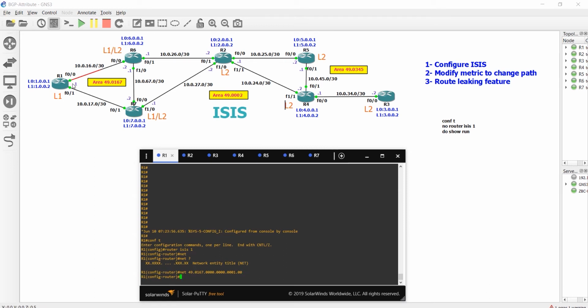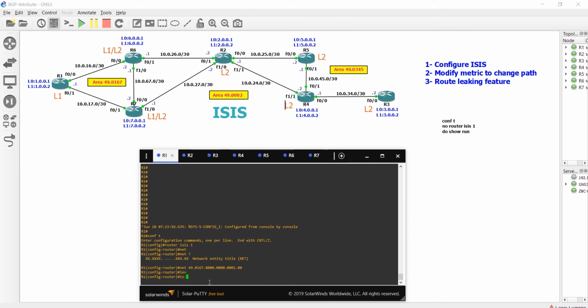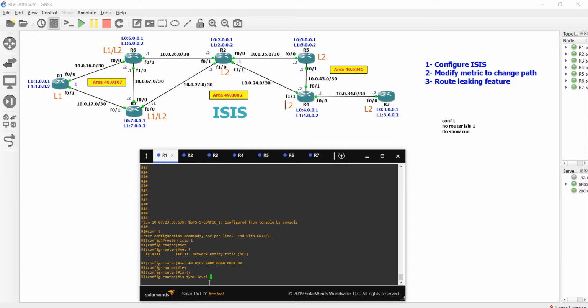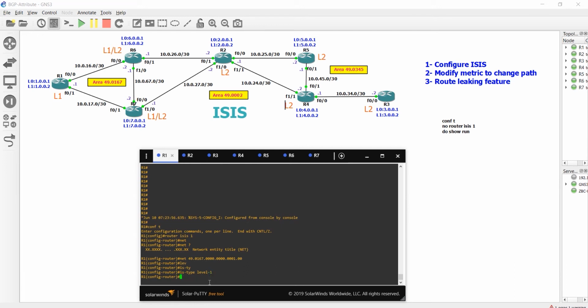And which level type is router 1? Router 1 is IS type level 1. It's very simple to configure ISIS.